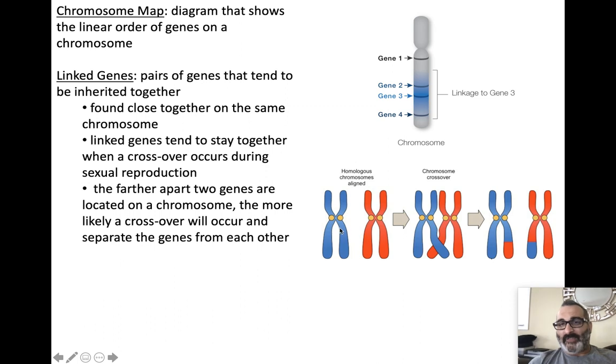Okay? So let's pretend this is chromosome number 1. This blue one could represent the one you got from dad. This red one will represent the one you got from your mom. So your mom's chromosome and your dad's chromosome make a pair called a homologous pair of chromosomes. So you have a homologous pair, that is chromosome number 1. They're both chromosome number 1, one from mom, one from dad.